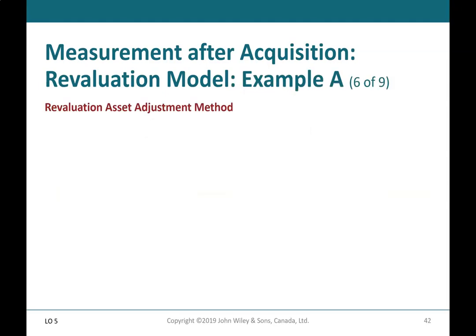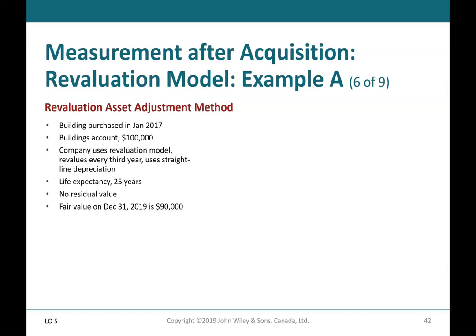Measurement after acquisition, revaluation model example A, 6 of 9. Revaluation, asset adjustment method. Building purchased in January 2017. Buildings account $100,000. Company uses the revaluation model. Revalues every third year, uses straight line depreciation. Life expectancy is 25 years. There's no residual value. And the fair value on December 31st, 2019 is $90,000. Calculate depreciation for the first 3 years, and revaluation entries considering the balance of accumulated depreciation is eliminated.